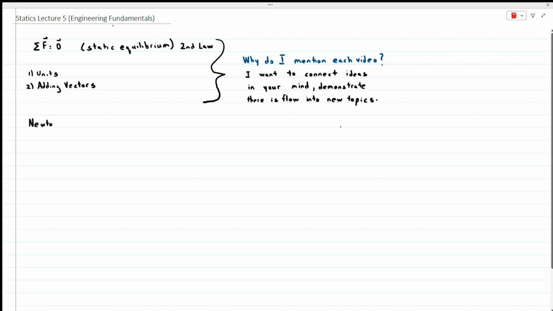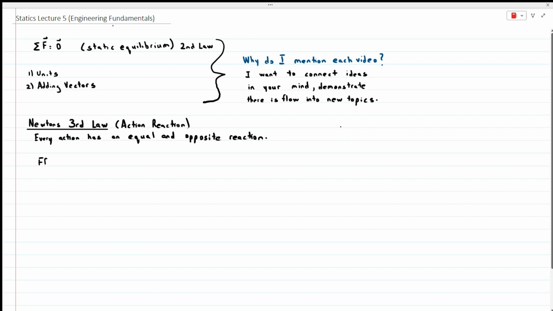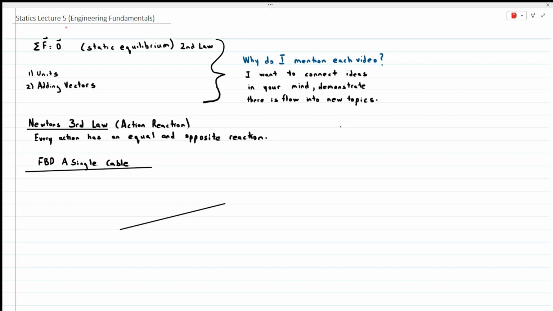Newton's third law, it's the law of action and reaction. What it says is that every action has an equal and opposite reaction. Let's say we were observing the free body diagram of a single cable. Let's say this cable was under a tensile force of 10 pounds. And of course, if there is a tensile force of 10 pounds on the left, there must be, on the other side by Newton's second law, an equal and opposite force on the right, so that we reach static equilibrium.